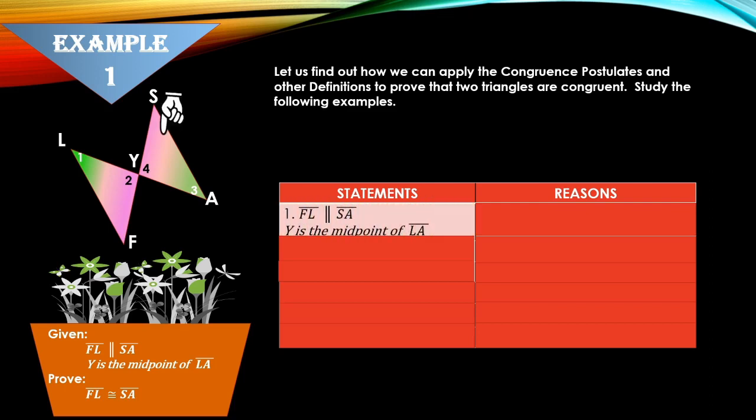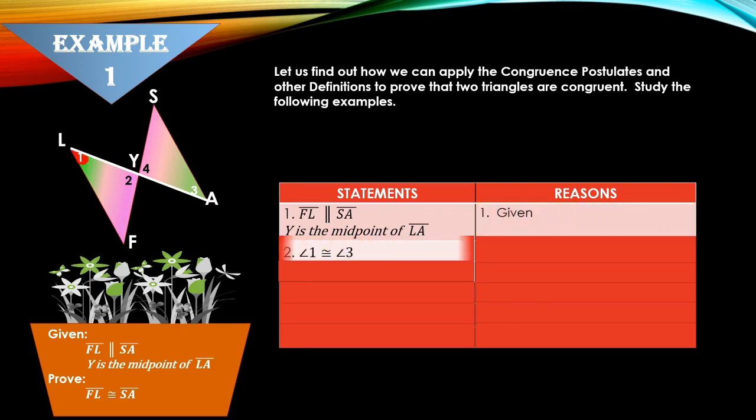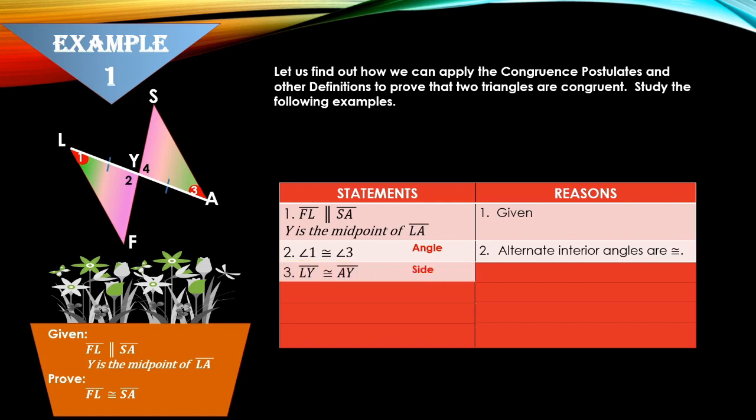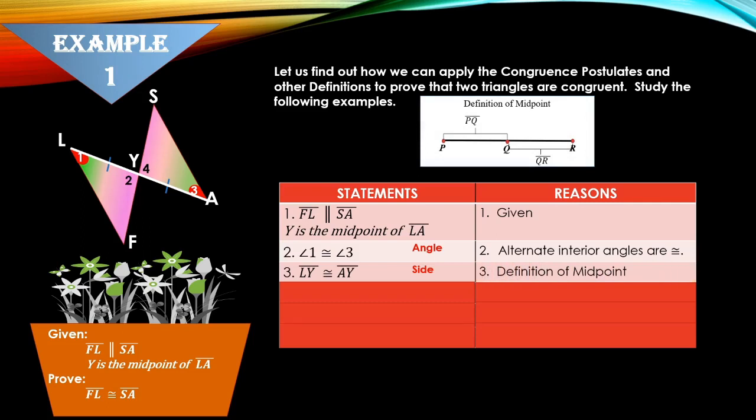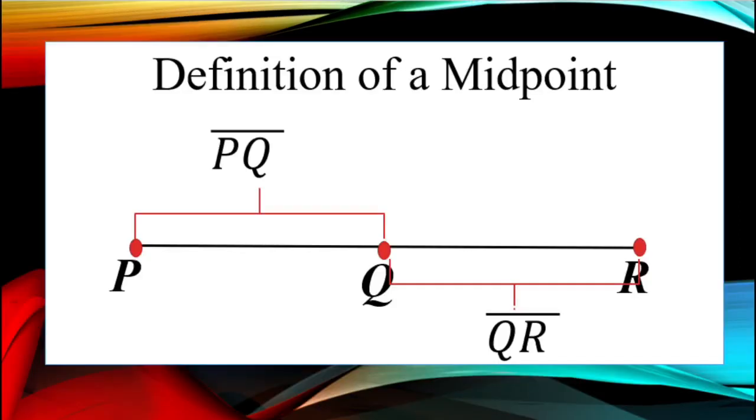Okay, let us have the 2-column form. Statement number 1. Segment FL is parallel to segment SA. Y is the midpoint of segment LA. Reason: given. Statement number 2. Angle 1 is congruent to angle 3. Reason: alternate interior angles are congruent. Number 3. Segment LY is congruent to segment AY. Reason: definition of a midpoint.